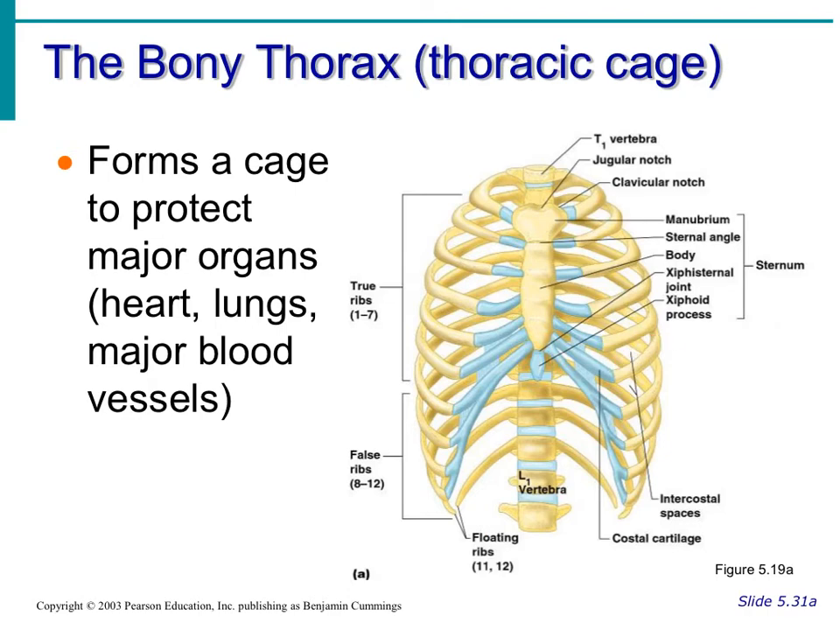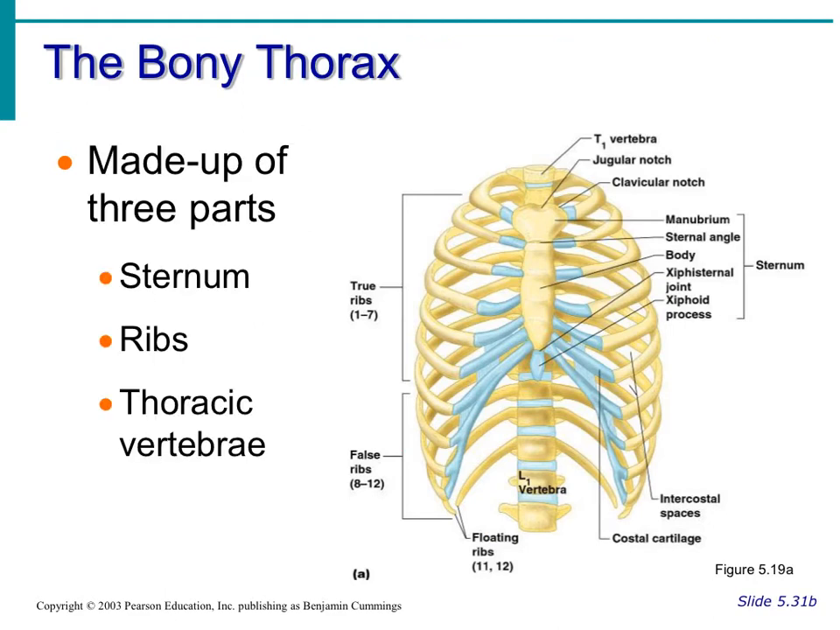Intercostal spaces are where you have muscles between the ribs that aid in breathing, so they contract along with your diaphragm when you breathe in. Okay, I'm going to go to the next slide. Your bony thorax has 3 parts: your sternum, your ribs, and your thoracic vertebrae are part of your cage, your bony thorax.